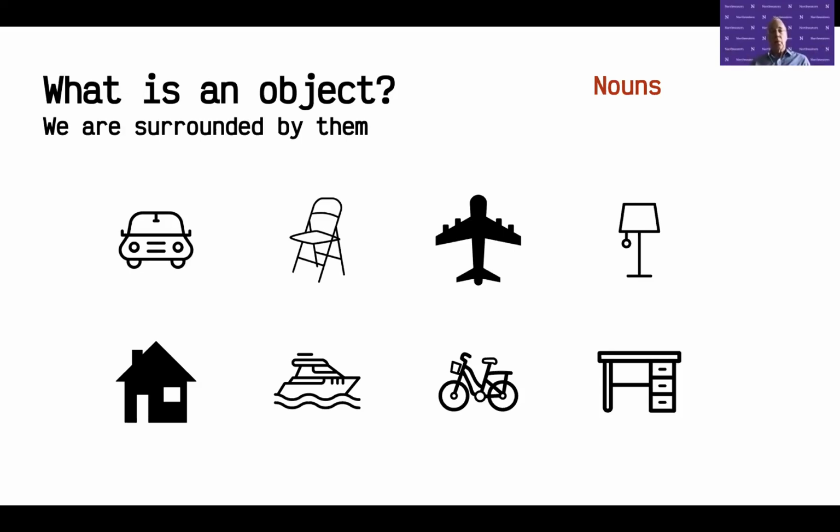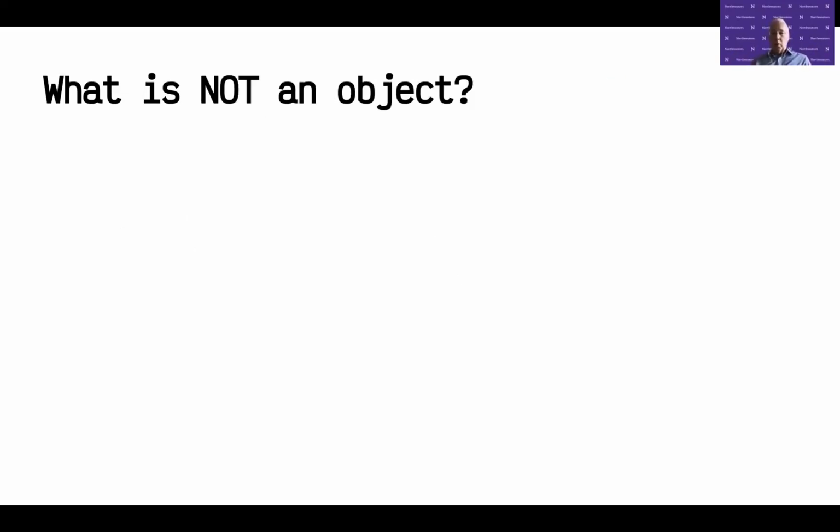So if you're wondering whether somebody is creating an object in their code, or developing something in an object-oriented way, when you're referring to an object, you better be using a noun. Otherwise, it's not an object. Okay, so what is not an object? So go ahead and type what you think is going on here.